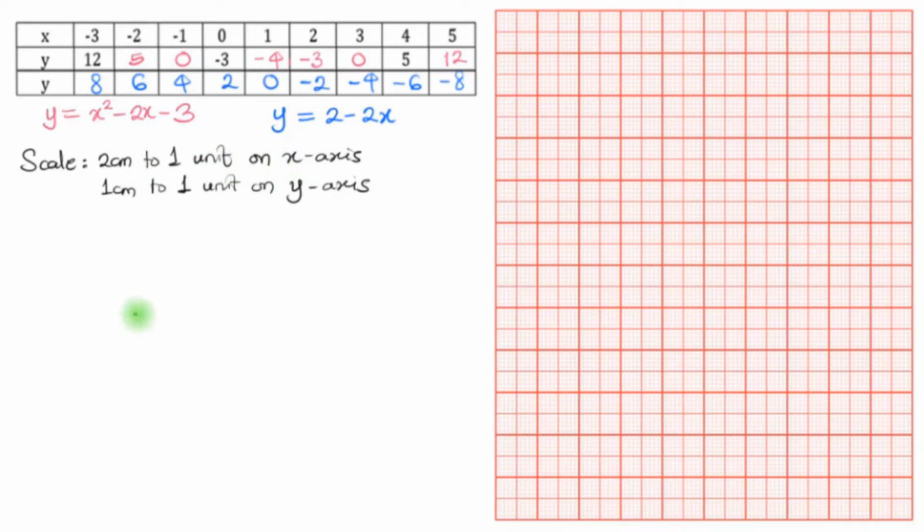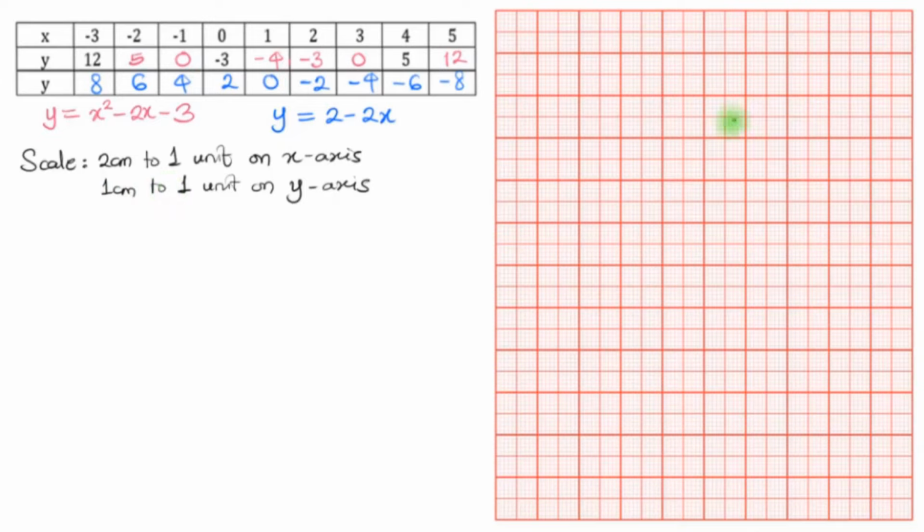That is the horizontal axis. Okay, 1 centimeter to 1 unit on the y-axis. That is the vertical axis. So we need to see where our origin is going to be. Now, for the values of y, we can see that the maximum is 12 and the minimum is minus 8. So we should find a way to represent that accordingly, that 12 and minus 8 should reflect on this particular graph, and it is 1 centimeter to 1 unit.